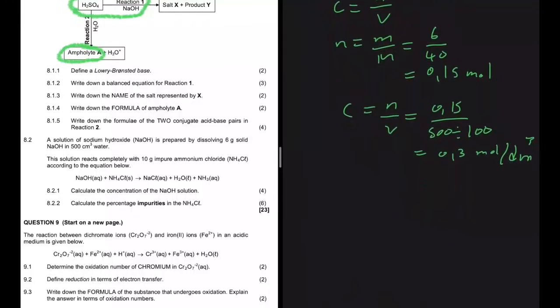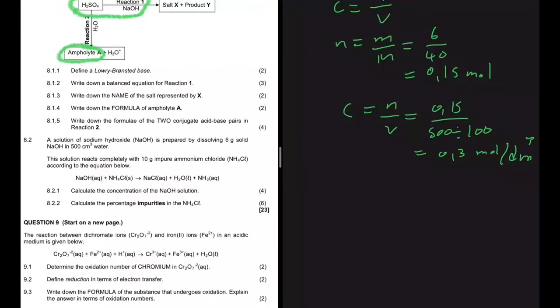And now we can move to the second question, which says let's calculate the percentage impurities in the NH4Cl. So let's break down percentage impurities. So we usually calculate percentage purity, right? So I'm assuming that percentage purity plus percentage impurity should be equal to 100%, right?